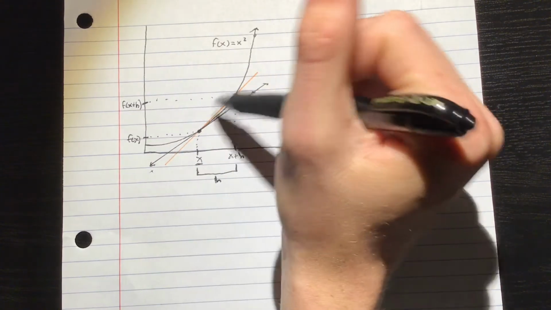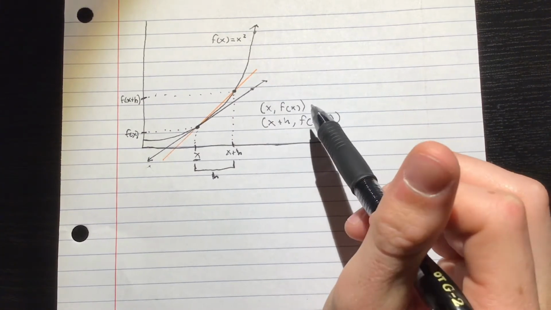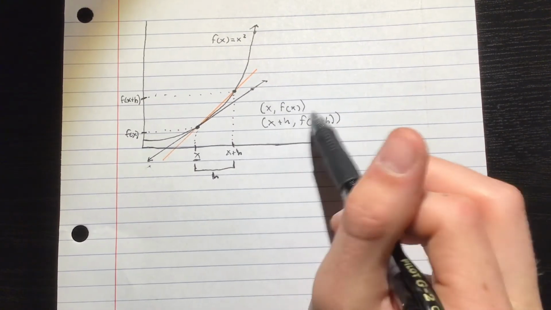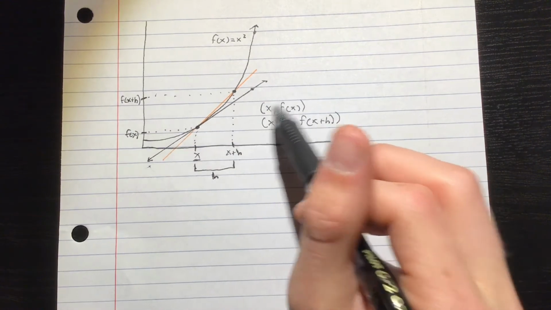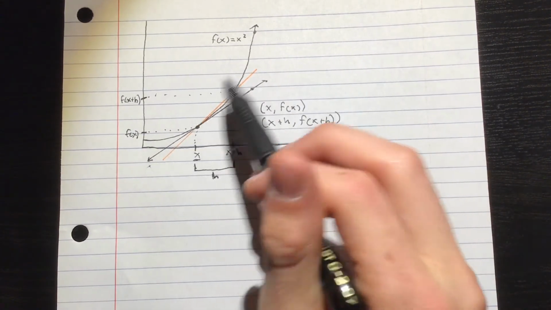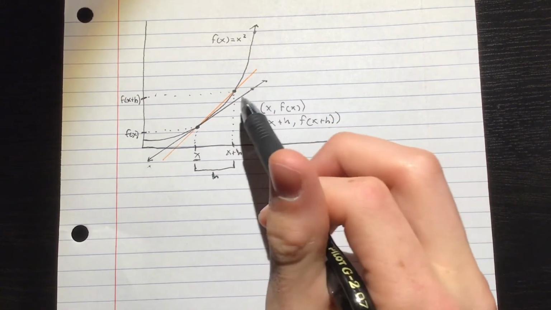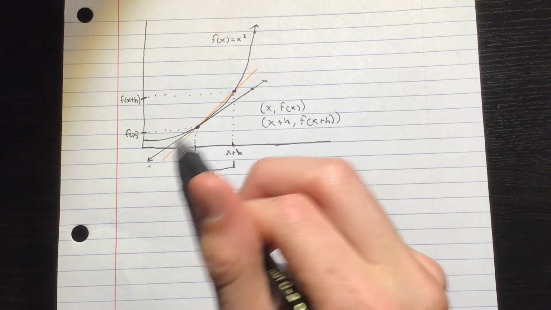So now we have 2 points, x comma f of x and x plus h comma f of x plus h, right? These are just any numbers and then the function evaluated at those numbers. So now we have 2 points. We can find the slope between the 2 points, and that slope that we find from these 2 points is going to be decently close to this tangent slope.